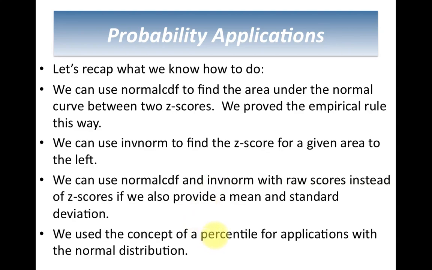The concept of a percentile for applications with the normal distribution came into play. A percentile gives us the area to the left, and we use that to find z-scores, raw scores, and basically given a percentile we were able to find the score, and given a raw score we were able to find its percentile rank.